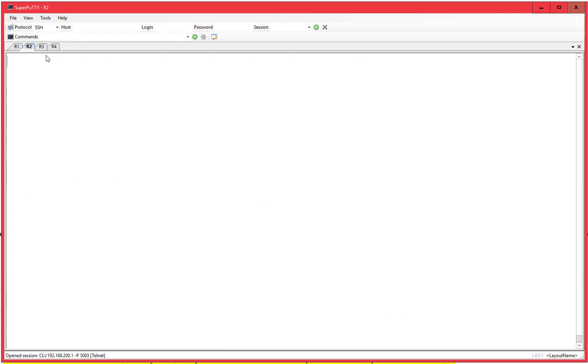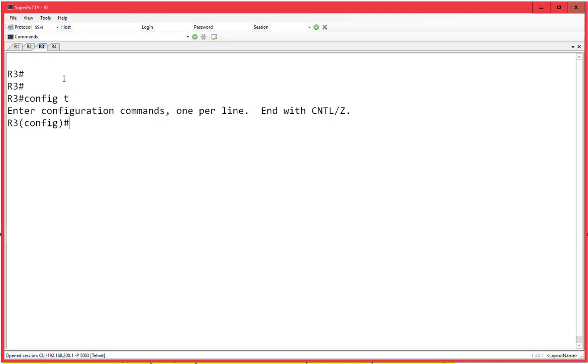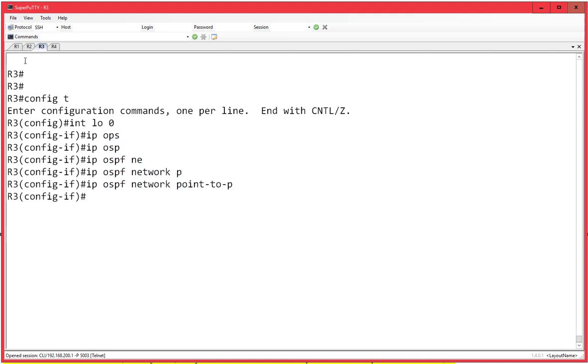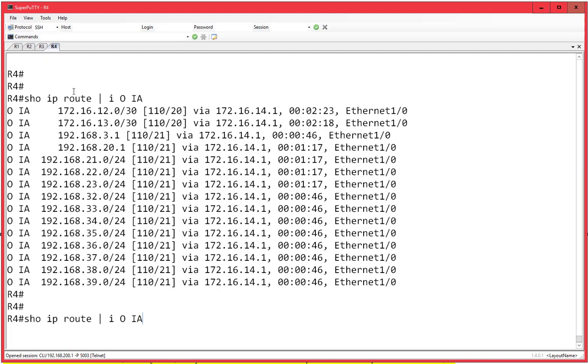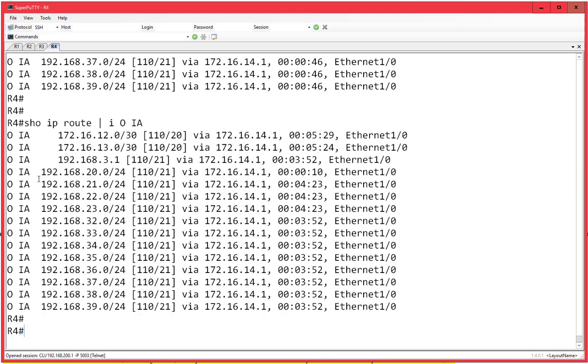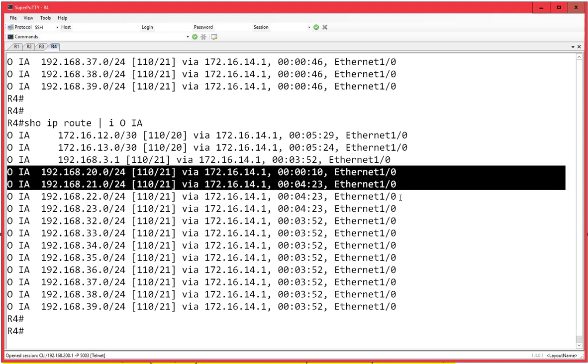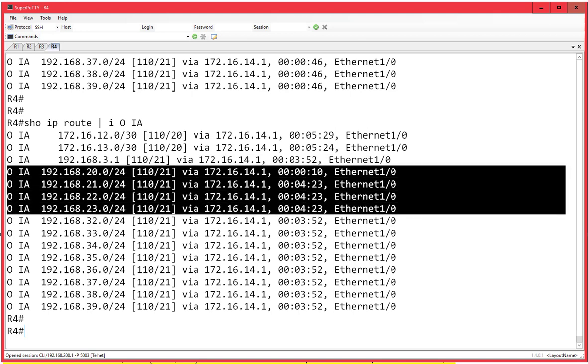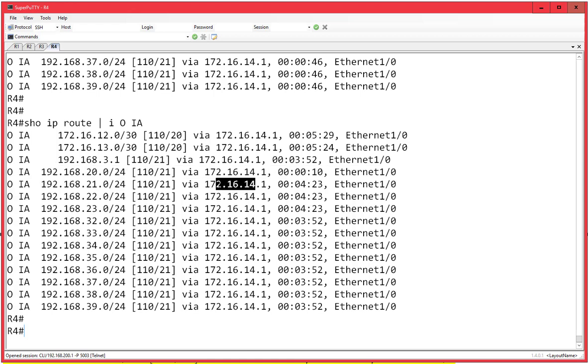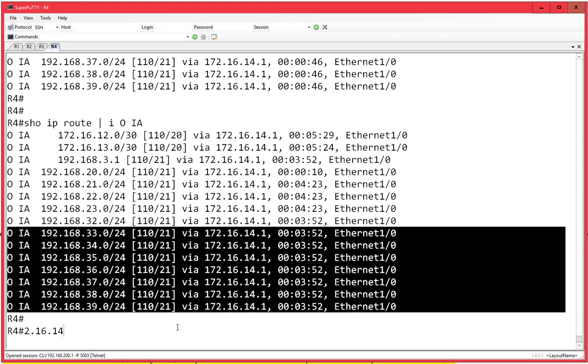That way, when I go back, I'll do the same thing on router 3, by the way. Config T, interface loopback 0, IP OSPF network type point to point. So when I go back to router 4 and I look at the routing table, now I see all my prefixes look symmetric. We're just simulating these networks on the router anyway. The loopback address is just there to simulate the networks, but we've got our 4 networks from router 2, and we've got our 8 networks from router 3 listed down here.